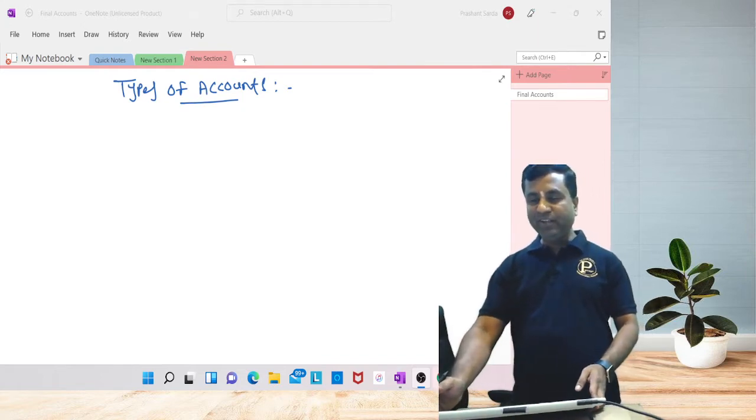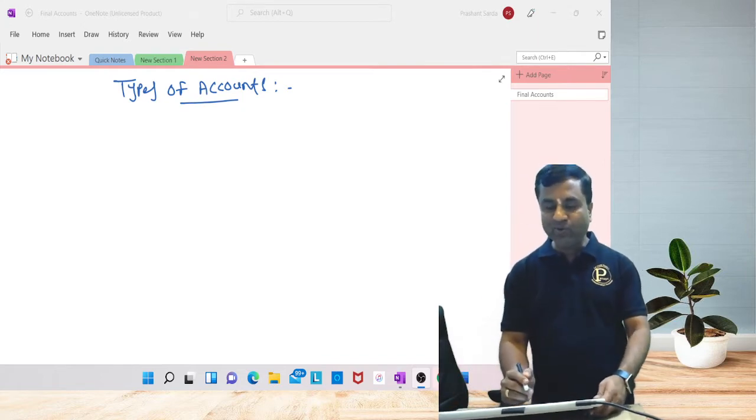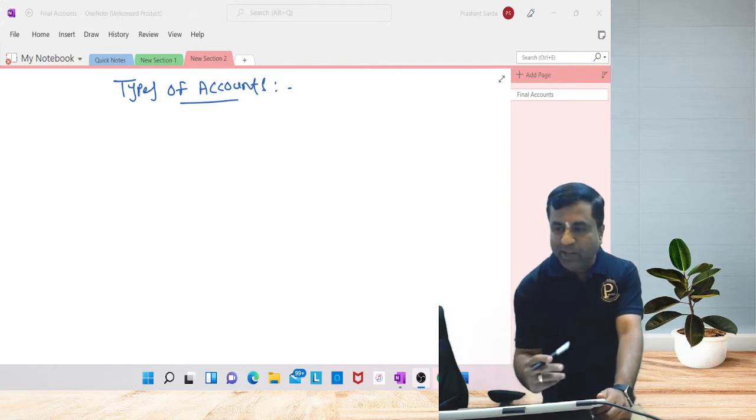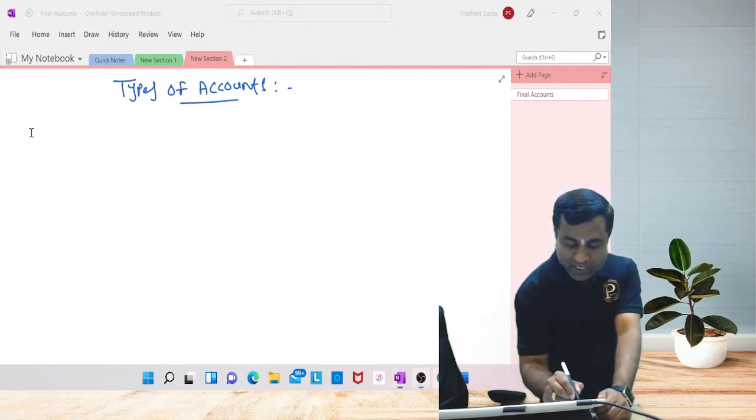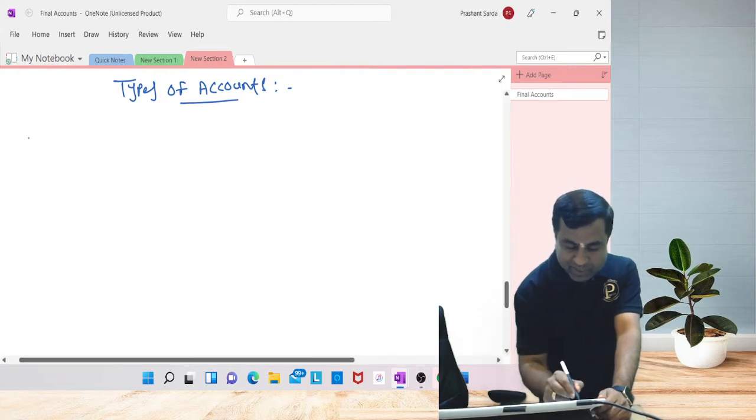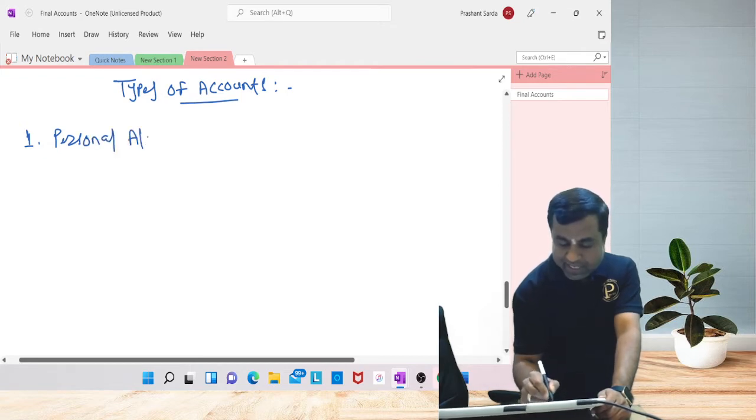If you all see there are two types of accounts. One is personal account, another one is impersonal account. So let's start with this particular journey of types of accounts there. तो हमें टाइप्स ऑफ अकाउंट्स देखने हैं. नंबर वन इज पर्सनल अकाउंट्स and second is impersonal accounts. This is the basic bifurcation as far as types of accounts are concerned.